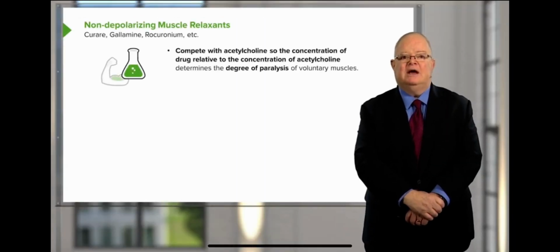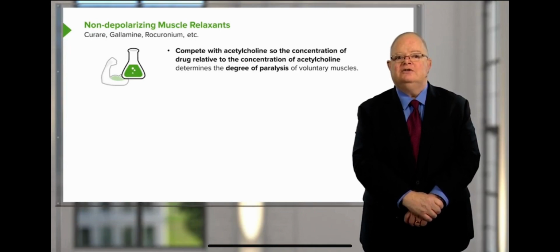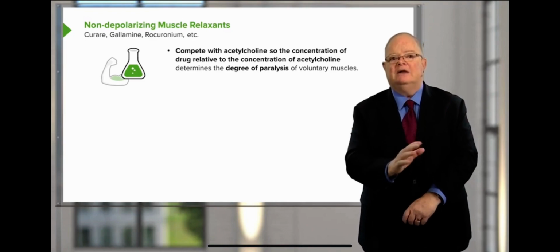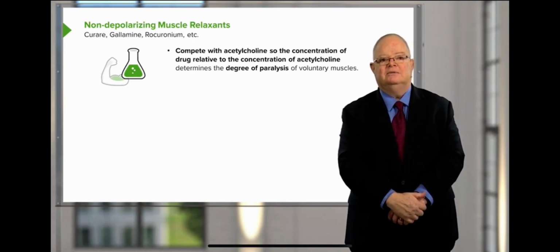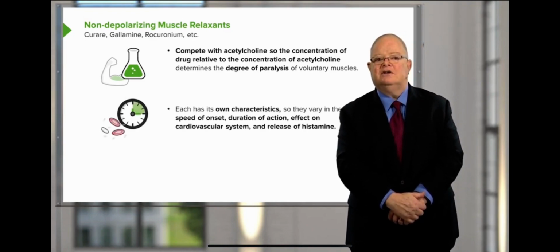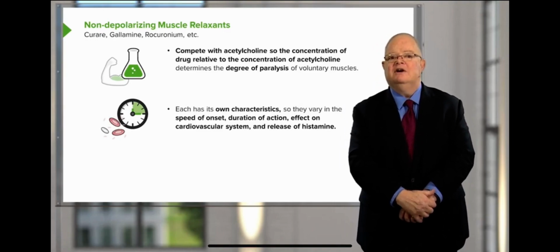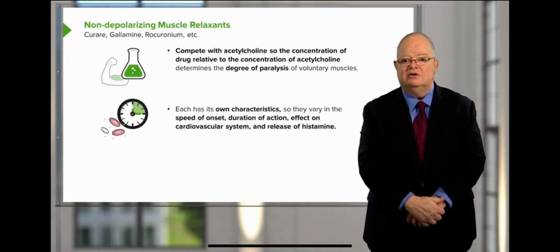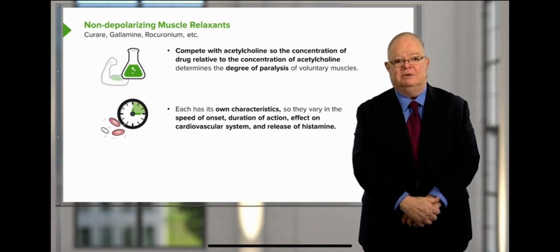They all compete with acetylcholine, so the concentration of the drug relative to the concentration of acetylcholine determines the degree of paralysis of voluntary muscles. Each of these drugs has its own characteristics so that they vary on speed of onset, duration of action, and effects upon the cardiovascular system and whether or not they release histamine.